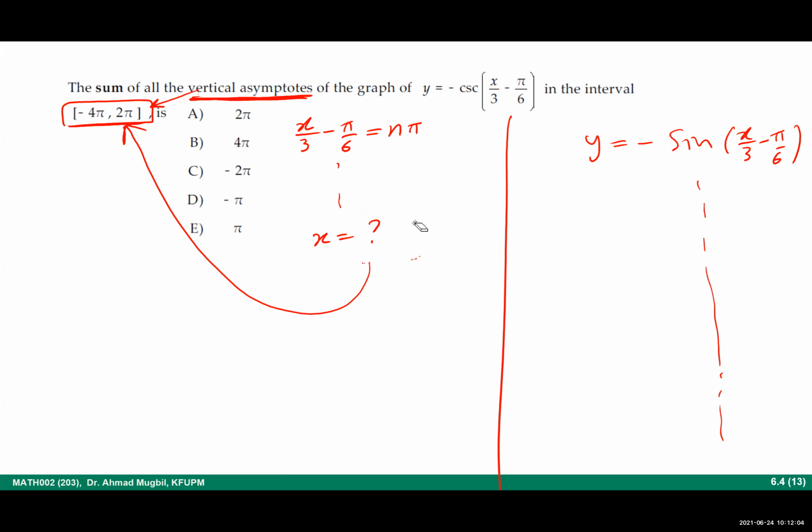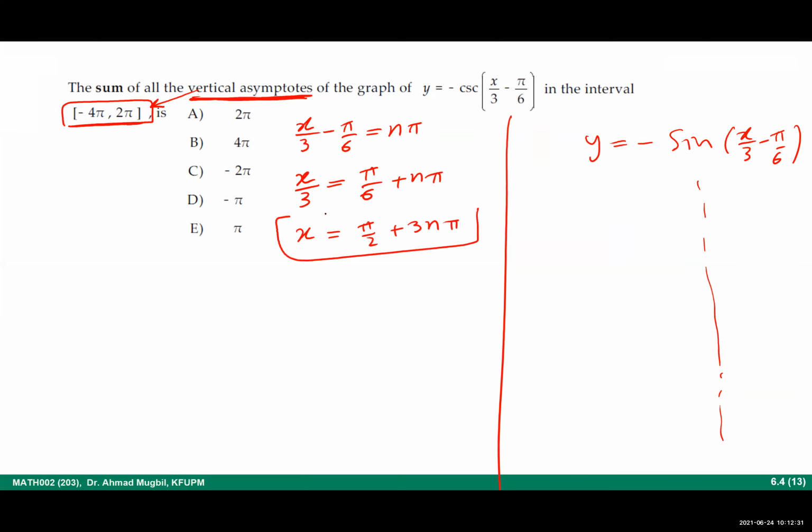Now, what we will do, let me continue this method, because I'd like to mention it, because also we will use it next class. So here we will solve this equation for x, ya shabab. So we will move this to here. Now multiply by 3. It will be pi over 2 plus 3n pi. What I did, I just multiplied by 3. I solved it for x.